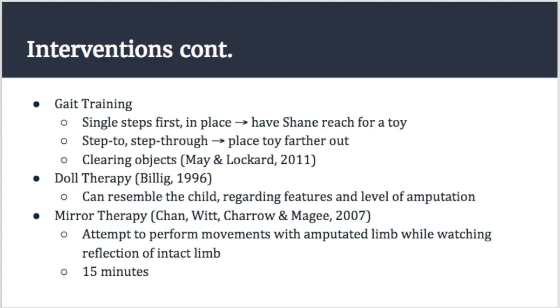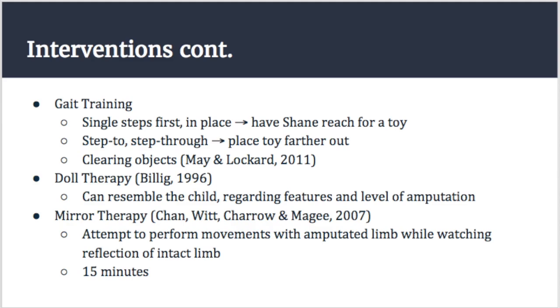Shane will perform this first with the prosthesis in motion, then he will work on weight bearing through the prosthesis while moving the intact limb. We may try to have Shane reach for a toy and then also just try to take those single steps first in place, then work to taking those steps too and then step through by putting the toy out farther in front of him. We'll also work on stepping backward with the prosthesis and also the unaffected limb.